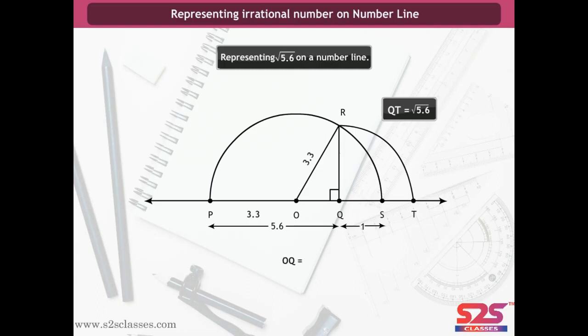Now OQ is equal to OS minus QS is equal to 3.3 minus 1 is equal to 2.3 unit. Using the Pythagoras theorem in triangle OQR, QR square is equal to OR square minus OQ square is equal to 3.3 square minus 2.3 square. Finally, reducing this, we get the square root of 5.6, that is QR. You remember that by construction the arc QR is equal to QT. Thus we justify the construction.